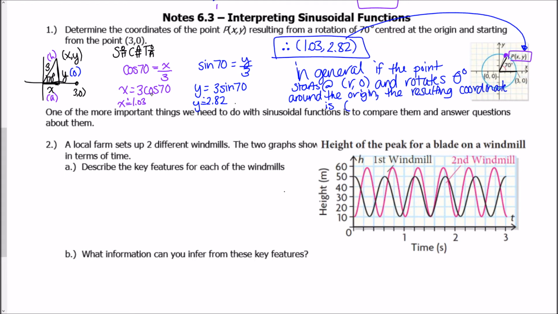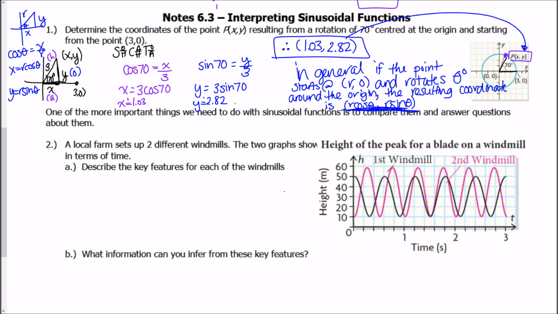the radius times the cosine of theta, that's the x value, because it's always going to be right here when I take a look at it. This is always going to be x, this is always going to be y, this is r, this is theta. So I would still do cosine of theta equals x over r. Therefore, x is still going to equal r cosine theta, and y is still going to equal r sine theta. So the coordinate would be (r cosine theta, r sine theta). That's important to know.